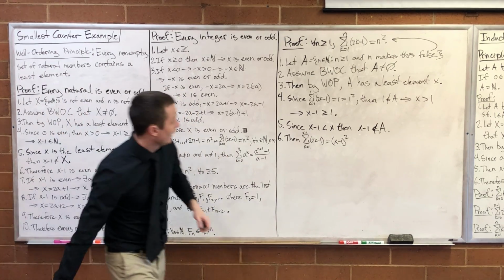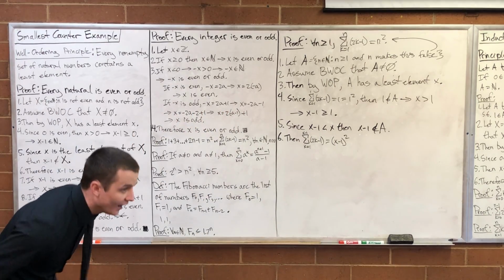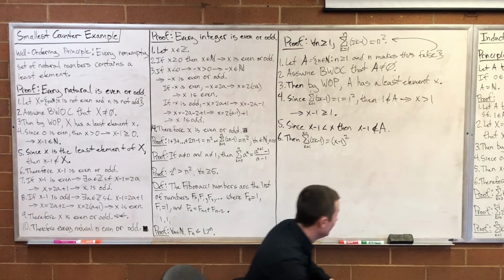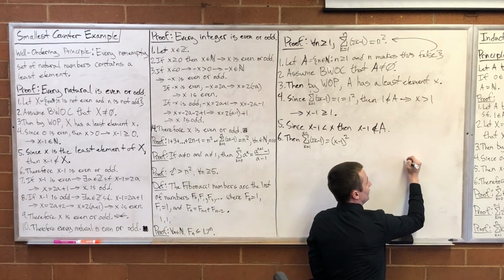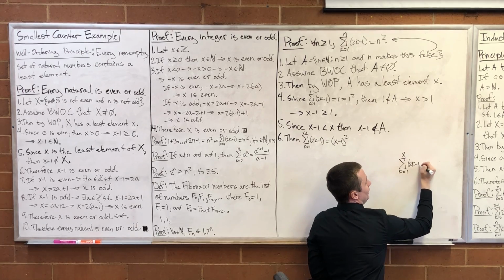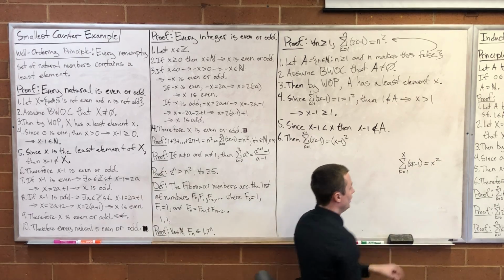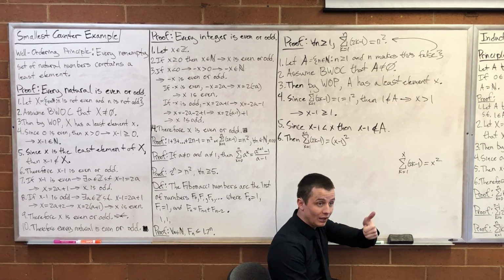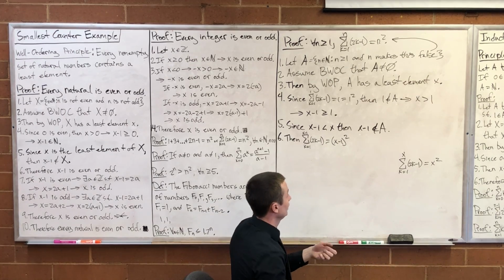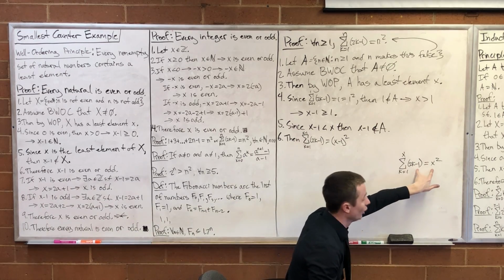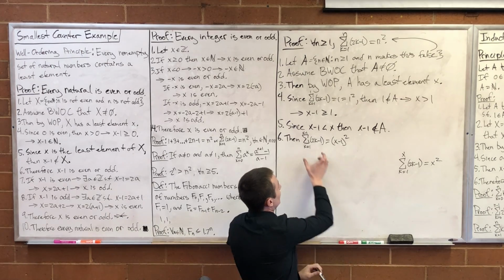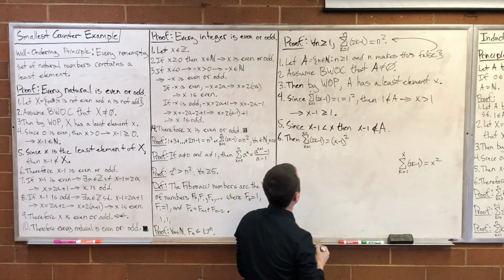Now, I need to use the fact that x minus 1 makes the statement true to show that x makes the statement true. How do I show that? I need to show that the sum from k equals 1 to x of 2k minus 1 is equal to x squared. If I can show this, I've shown that the statement is true for x. Yeah, but how do you show that? And that will be my contradiction. So I need to use this to show this. How can I make the left-hand side of this look like the left-hand side of this?